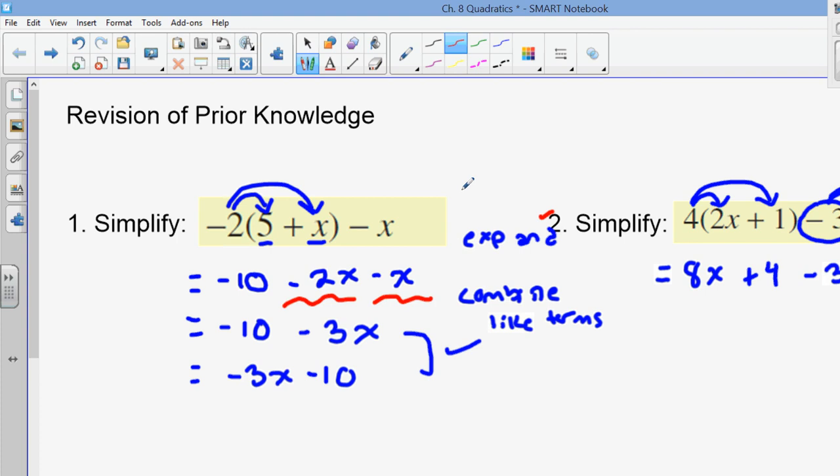I have now expanded, so now I'm going to look for like terms. So the 8x and -3x can be combined. So that makes 5x, and then 4 and -6 is -2. So again, I have simplified as much as possible. And this is all part of expanding. So let's take a look now as we enter Chapter 8 and see how this is related to what we've done previously.